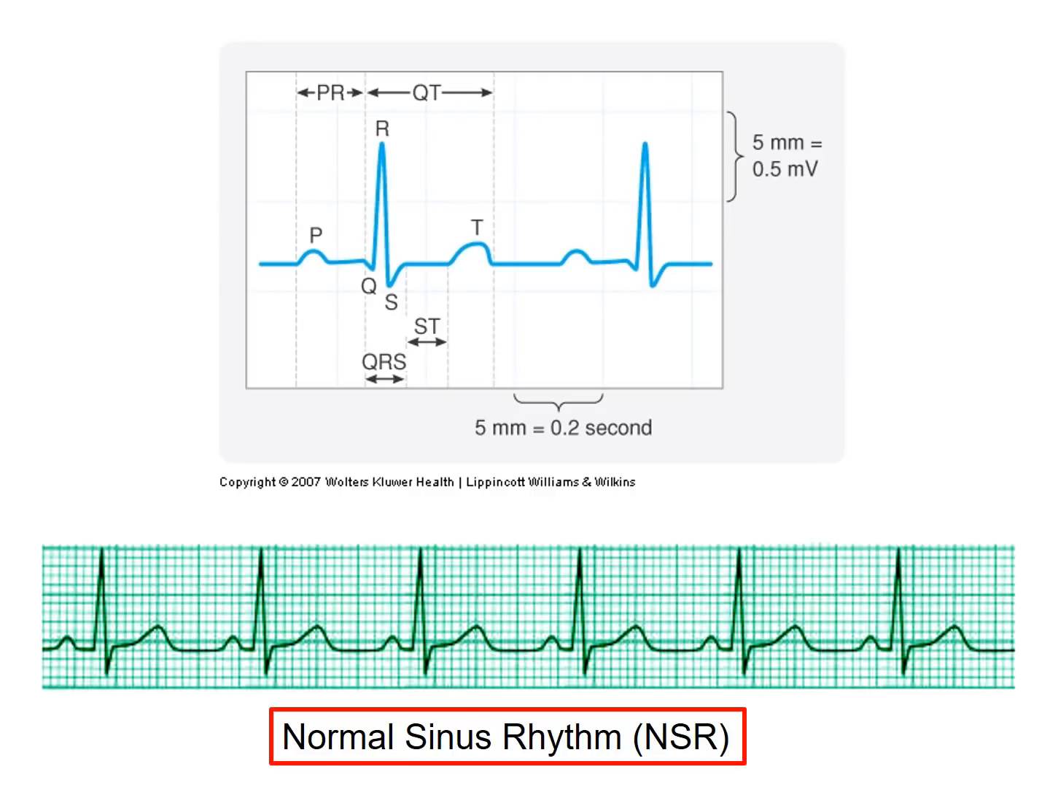Here's normal sinus rhythm. And again, a lot of you see normal sinus rhythm all the time in your patients on cardiac monitors, and we'll talk more about this in detail in the next unit.